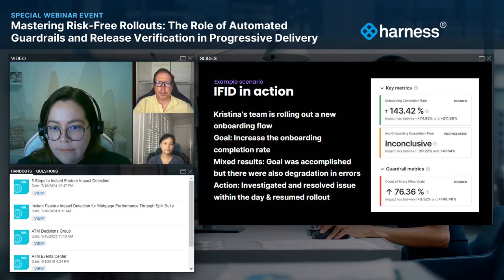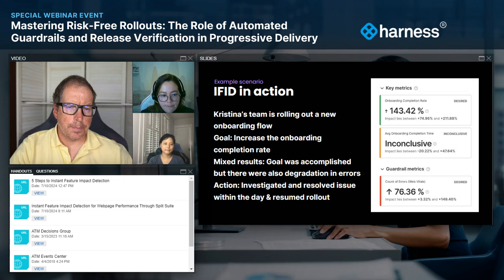Okay, excellent. Another question here. They're wondering, what advice do you have for engineering leaders that are struggling to get buy-in from their organizations on the importance of feature level observability?